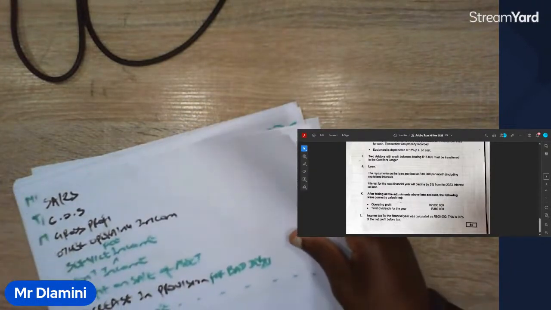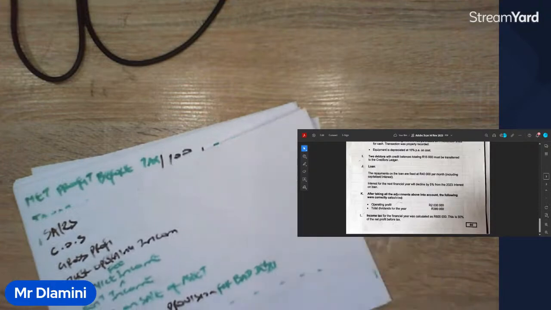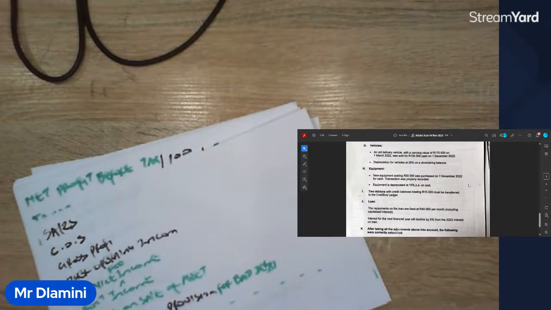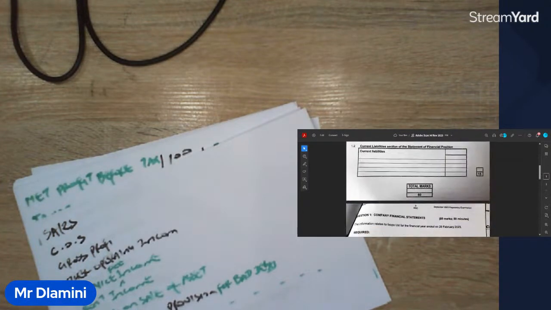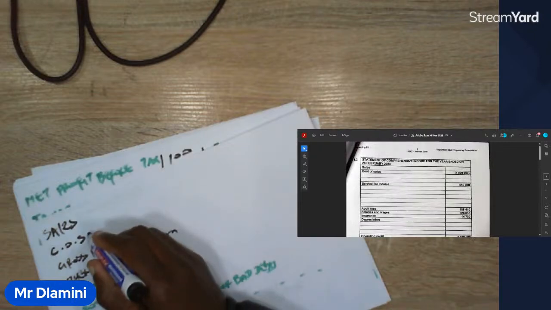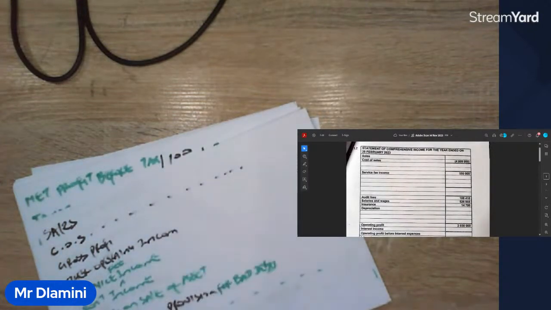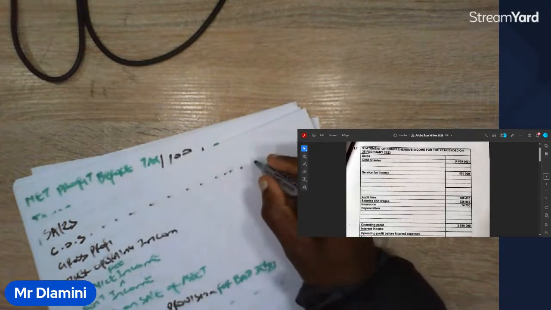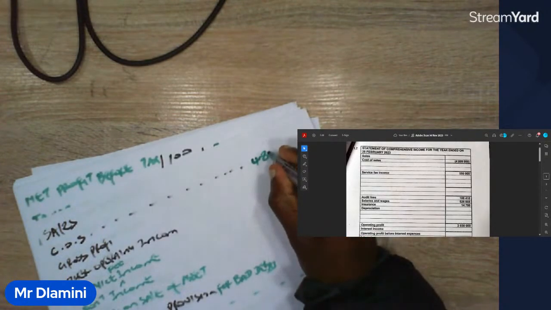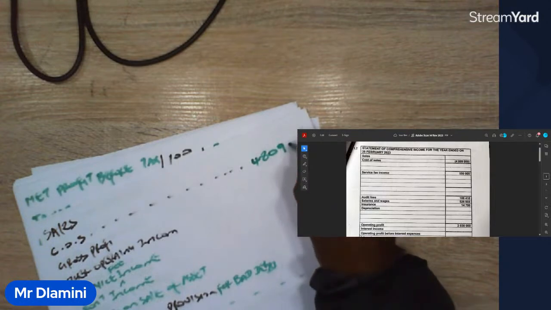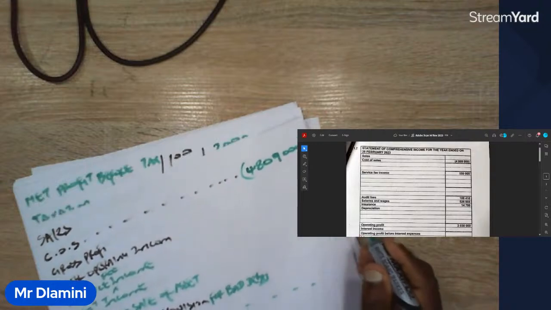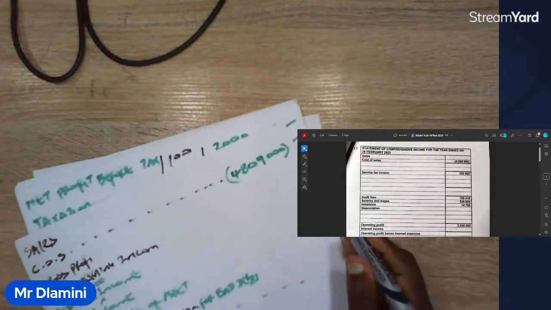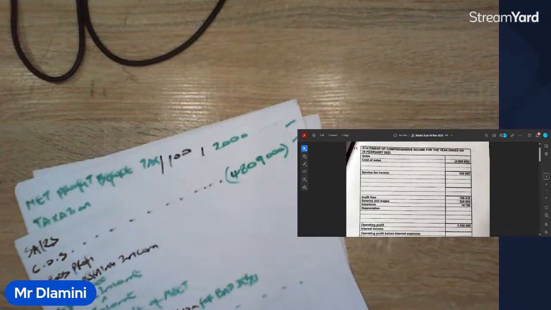Let's go on to the first 3 lines, the sales. If you look at the question paper, at the answer book, we're given the cost of sales, 48,000. So we're given the cost of sales, which means in there is the sales. Sometimes we'll be given the sales, not the cost of sales. Okay, let's look at the information.